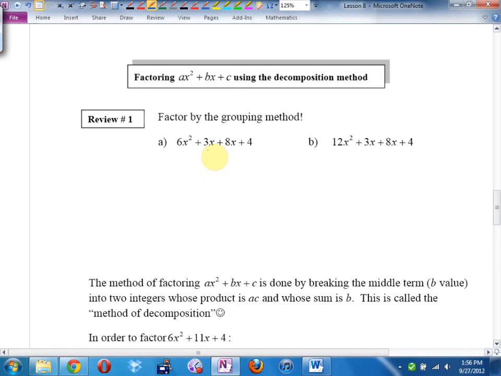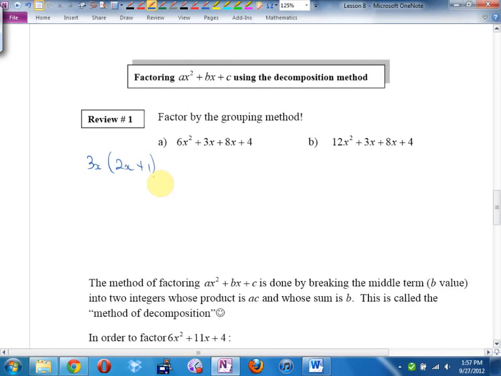I think you're right. Say it louder. You're right. And what will be left behind when I pull a 3x out of the first 2 terms? When I pull a 3x out of a 6x squared, what's left behind? Yep. When I pull a 3x, this is a trick question, out of a 3x, what's left behind? Don't say 0. 1, so plus 1.